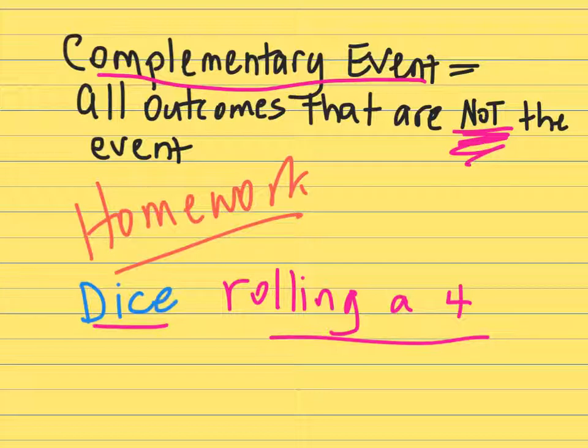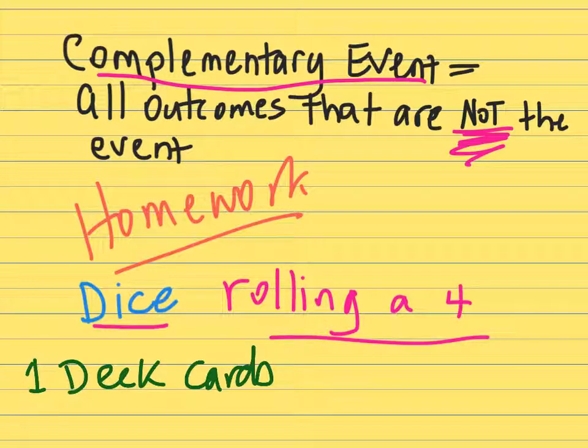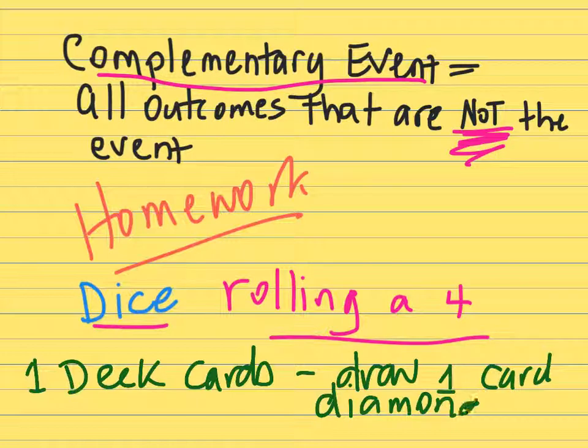And one more, we have one deck of cards, and we are going to draw one card that is a diamond. What is the complementary event again? So all outcomes that are not the event, so not a diamond, what is the probability or the complementary event of one diamond card. Have a go at those and bring them into class on our next class.